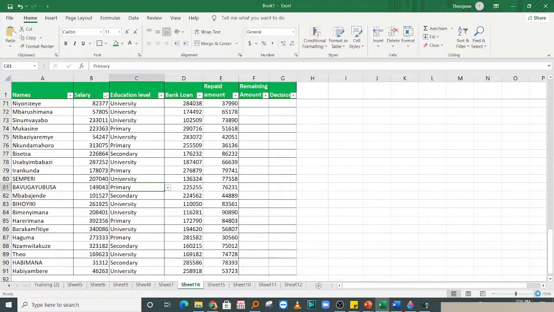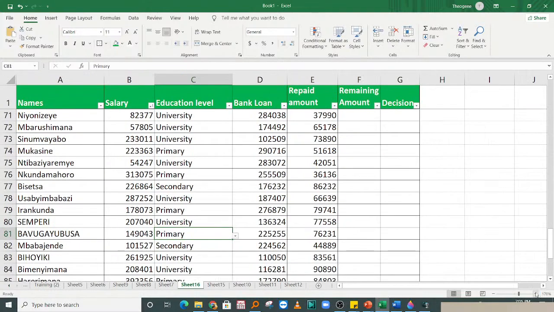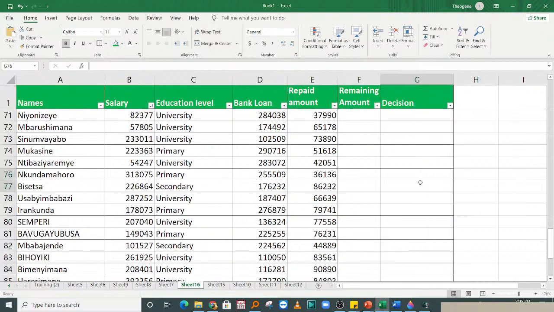Okay, this table, let me zoom in now. We have the names of, let's say they are staff, and we have the salary, we have the education level, we have the bank loan, we have repaid amount, we have remaining amount, we have the decision to be paid.